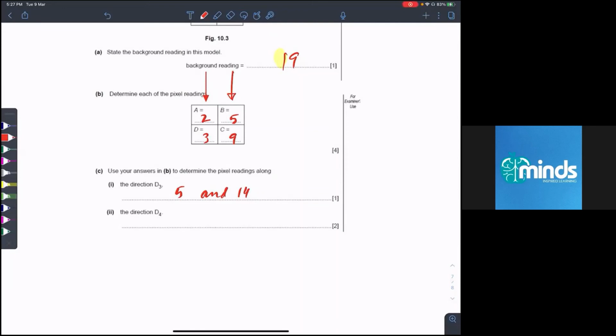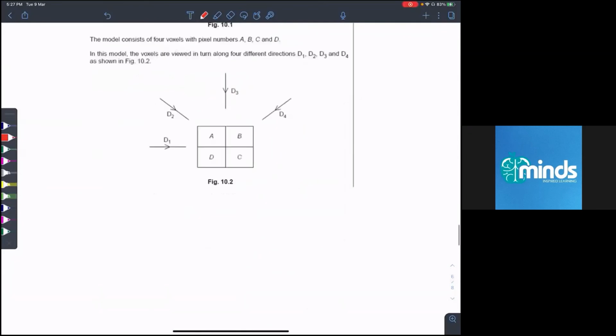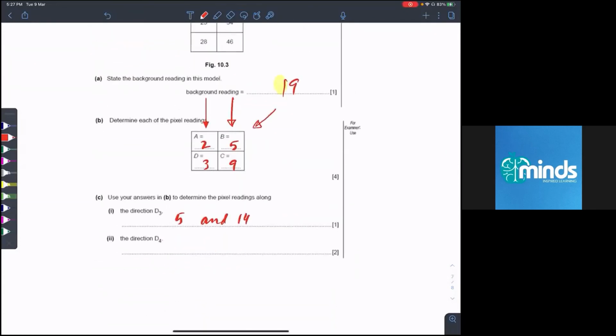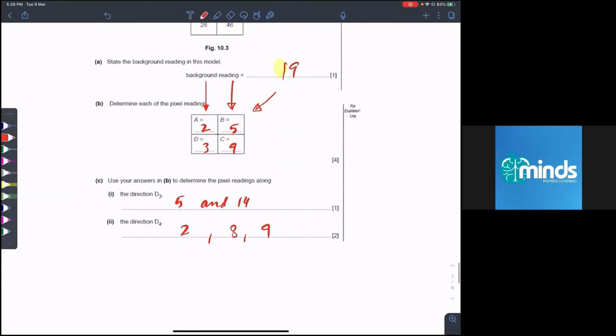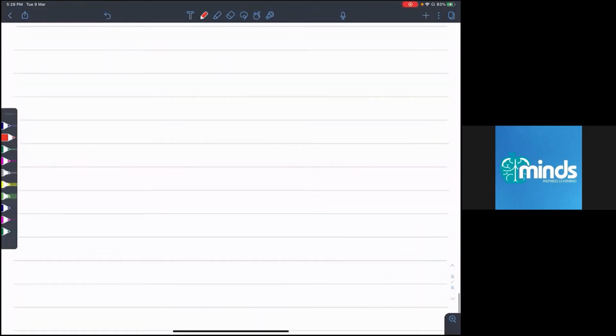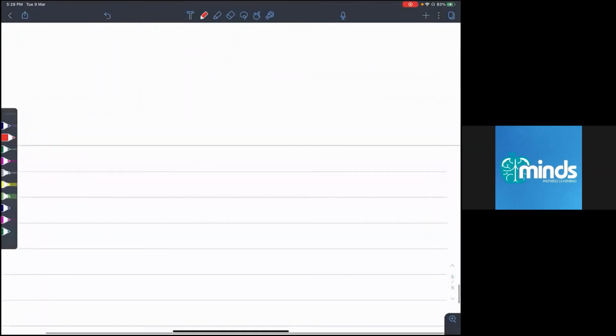Yes, Anas, Amna. Okay. Direction D4. Now, D4 is this direction. So if D4 is this direction, it should be 2, 8, and 9. Are we getting the same? Yes, sir. Amna, are you getting the same answer? Yes, okay, sir. So these were the two questions related to CT scan.